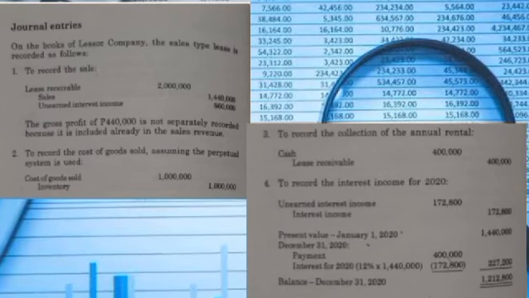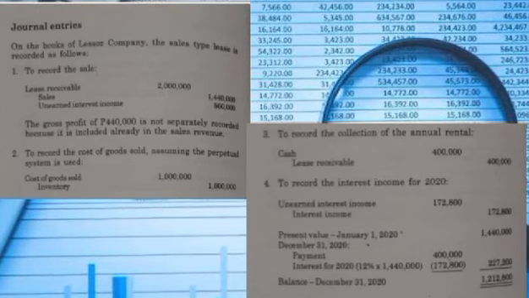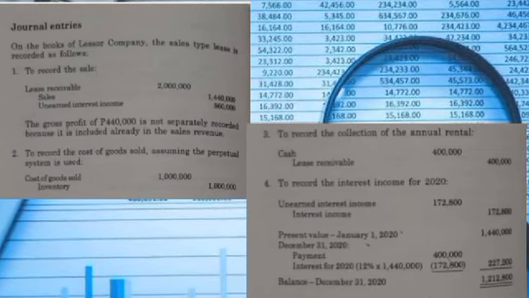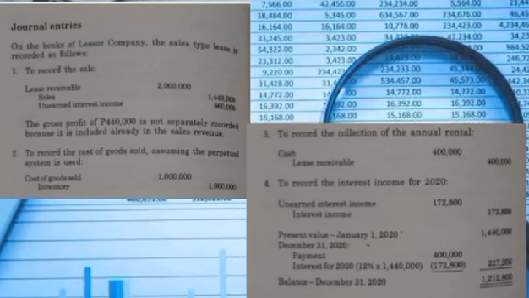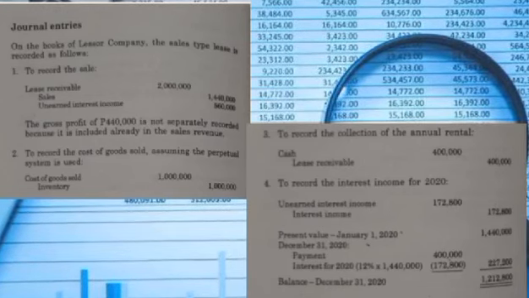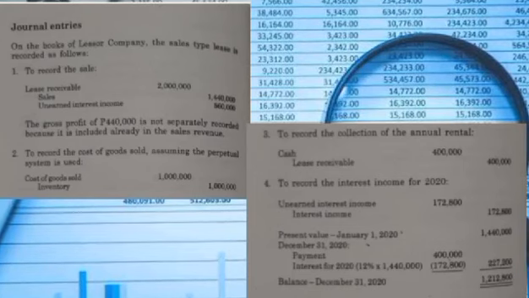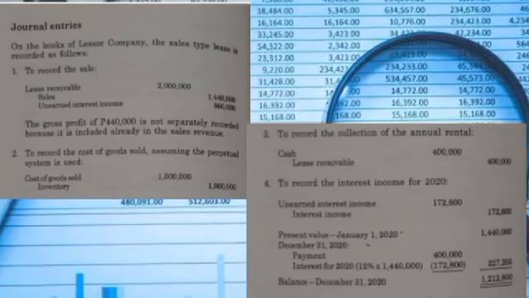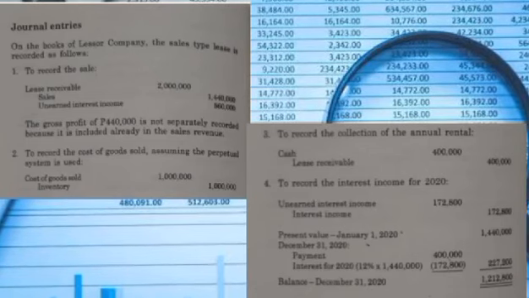2. To record the cost of goods sold, assuming the perpetual system is used, cost of goods sold is 1 million and inventory is 1 million. Number 3. To record the collection of annual rental, cash is 400,000 and the lease receivable is 400,000.